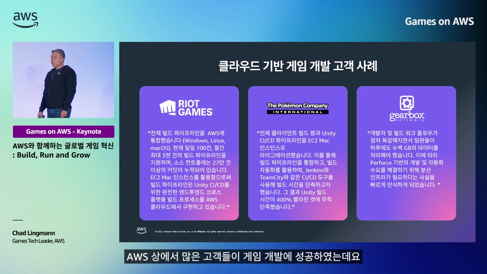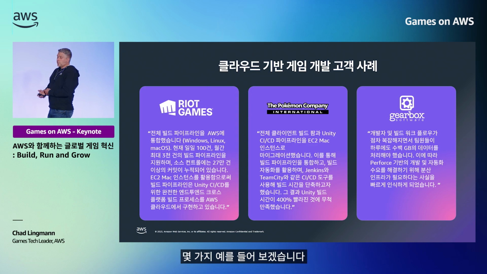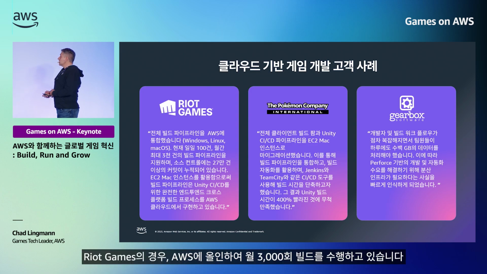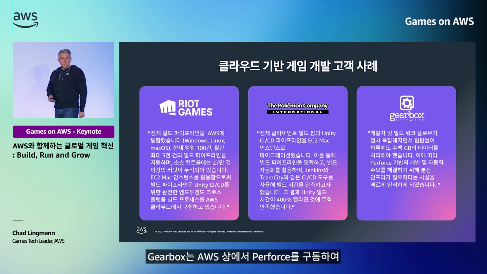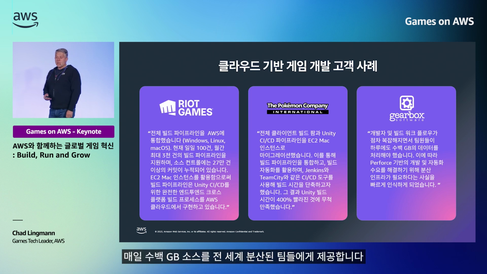We work with many companies that are successful doing game development on AWS. Here are a few examples. Riot Games is all in on AWS and runs 3,000 builds per month. The Pokemon Company runs their Unity builds 400% faster on EC2 Mac compared to their previous build farm. Gearbox runs Perforce on AWS, giving distributed access to hundreds of gigabytes of source daily.